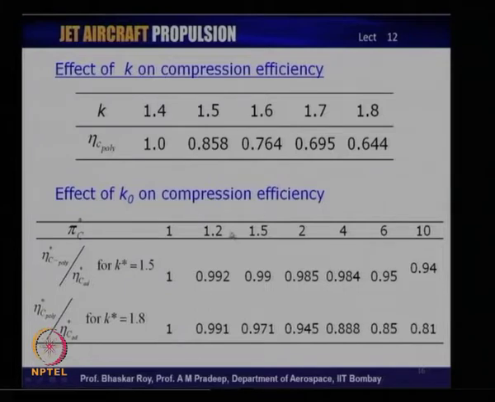But once the compression ratio increases from 1.2, 1.5, which are stage pressure ratios, and then multi-stage pressure ratios of 2, 4, 6 and 10, for a value of K 0 for example, if the value is 1.5, the efficiencies would start falling, and we can see that the efficiency falls all the way up to 94%. If the value of K now changes to 1.8, the efficiency would start falling substantially, and this efficiency ratio that we are looking at falls from 1 to 0.81.